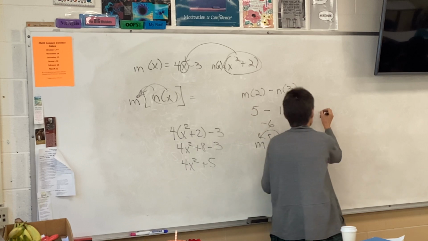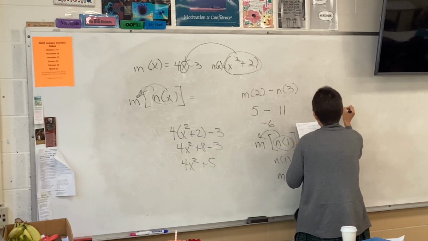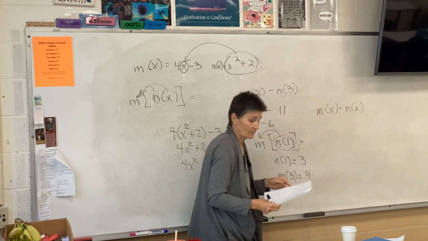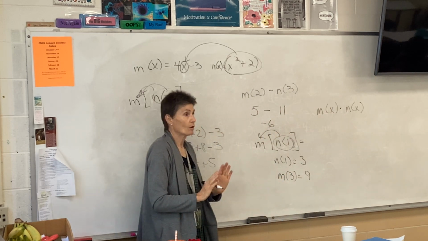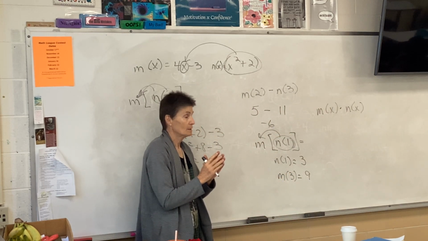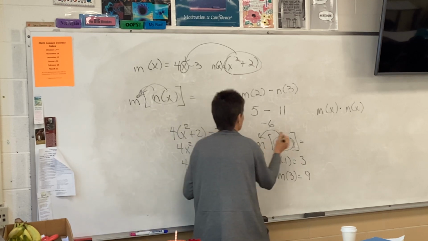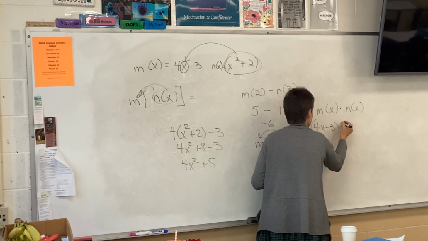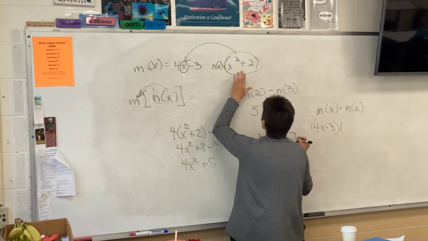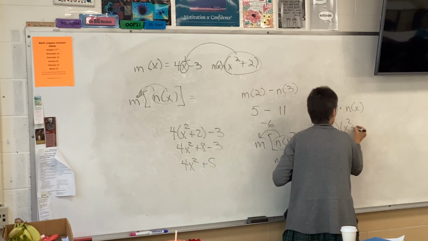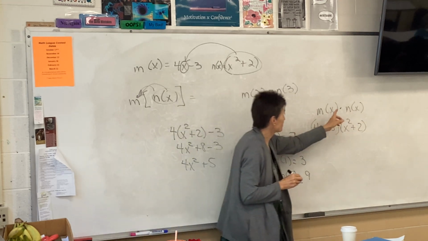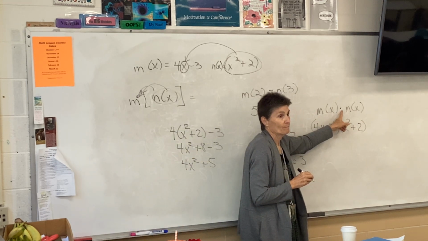And finally, m of x times n of x. Don't make this hard, this is a multiply. So we're gonna take m, which is 4x minus 3, and we're gonna times it by n, which is x squared plus 2. It literally says, kids, multiply them together.